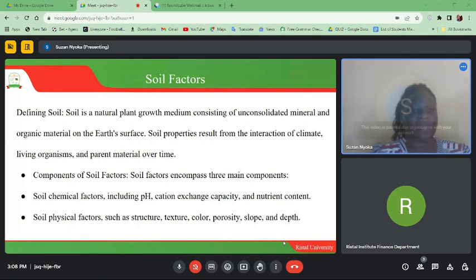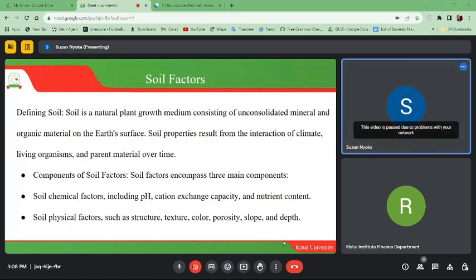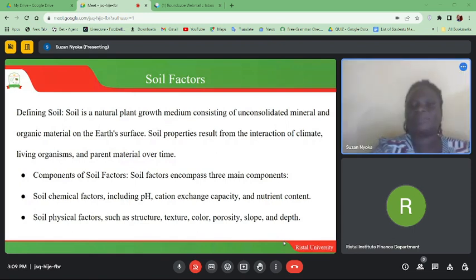Components of soil factors. Soil factors encompass three main components. Soil chemical factors, including the pH, cation exchange capacity, and nutrient content. And soil physical factors such as structure, texture, color, porosity, slope, and depth.